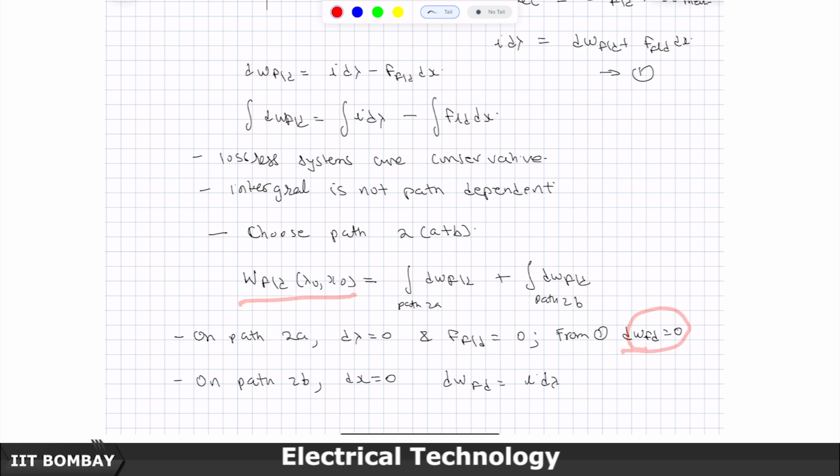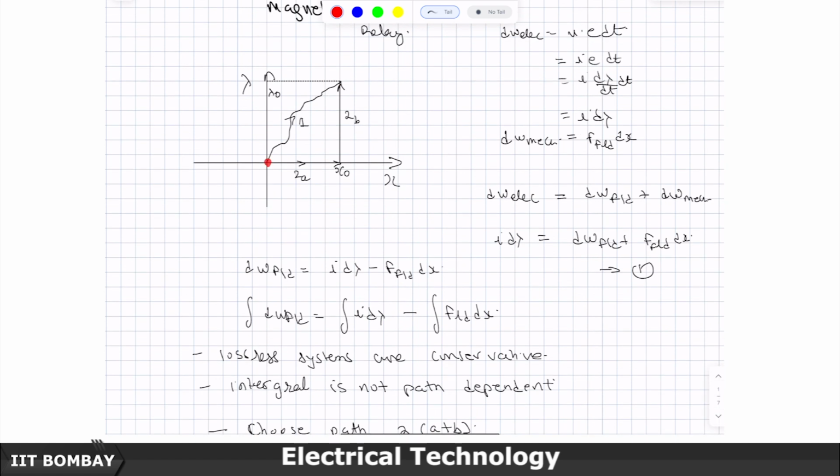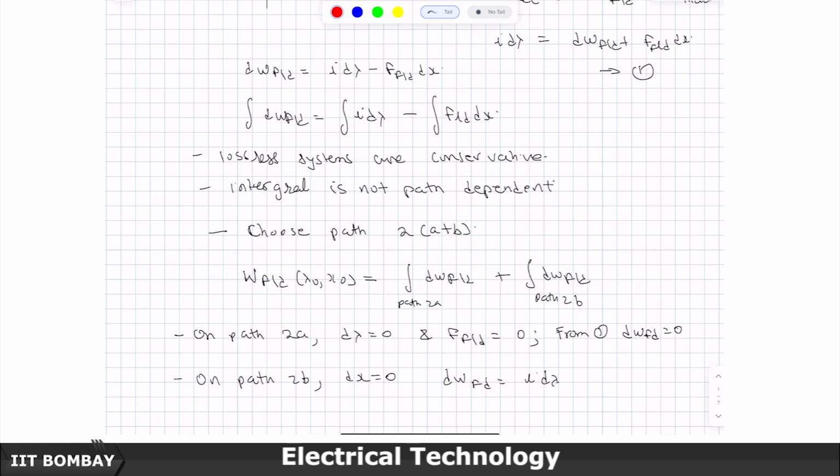So, if I want to calculate the magnetic field energy at my final position, where the flux is lambda naught and the state variable is x naught, I have to reach there first from the 0 starting point, take a path 2a, reach here, which is x, this is the point which I have to reach, and then from here I have to reach this particular point. So, I split this integral along the path 2, which is the integral of path 2a plus the integral of path 2b.